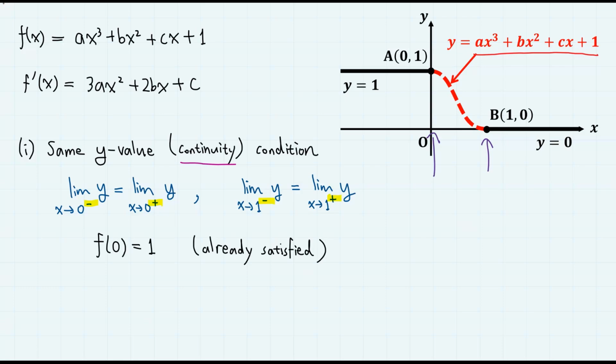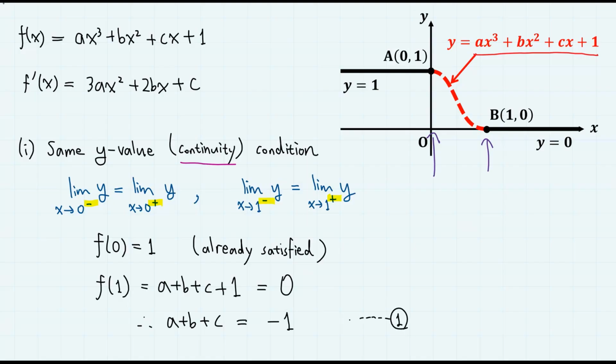At x equals 0, we have f of 0 equals 1, which is already satisfied. At x equals 1, we have f of 1, which is a plus b plus c plus 1, must be equal to 0. This gives a plus b plus c equals negative 1, and this is our first equation.